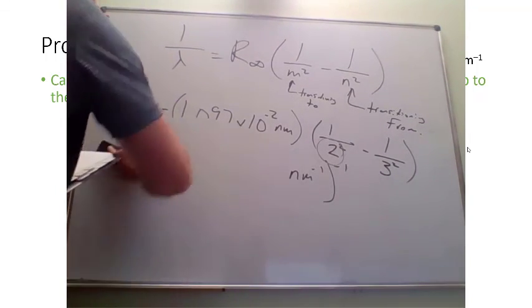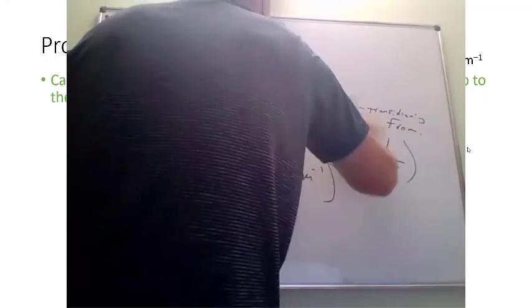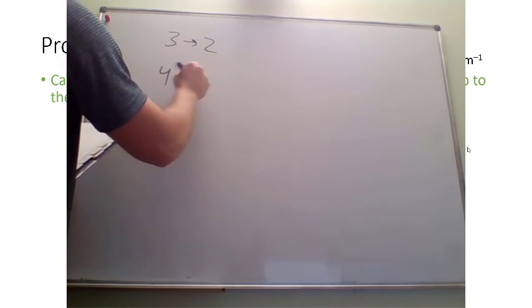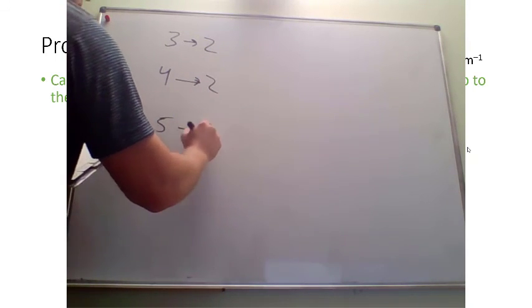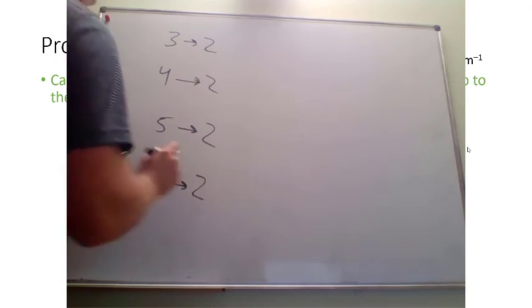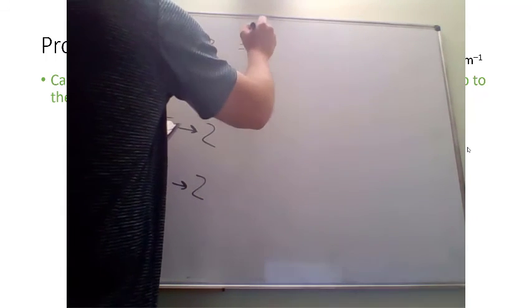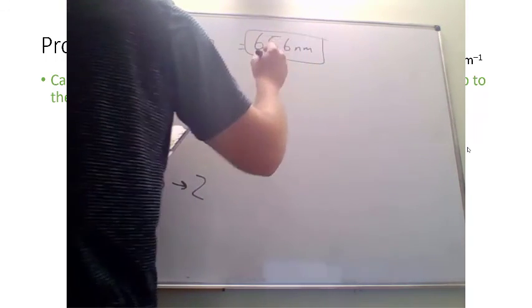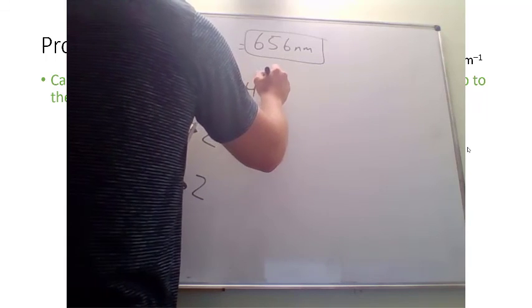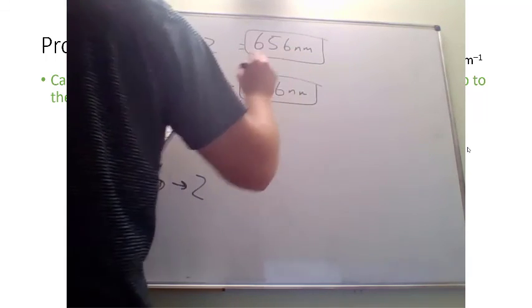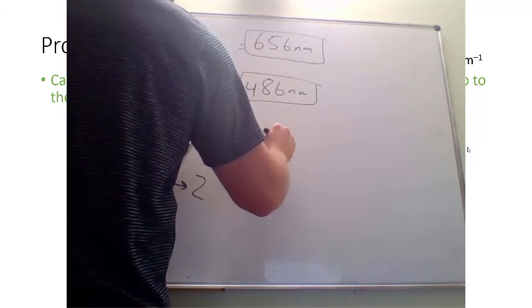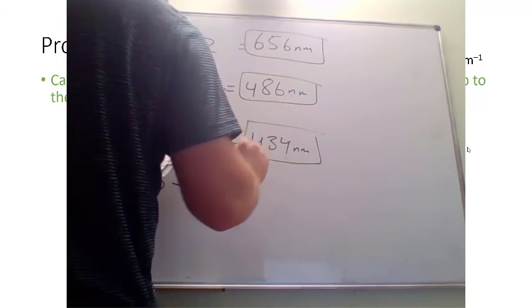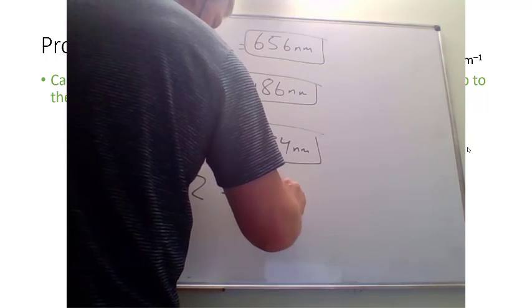And so our final answers, when you plug and chug for these Balmer-Rydberg equations, for the transitions from 3 to 2, from 4 to 2, from 5 to 2, and then from 6 to 2, are going to be, as we just solved, 656 nanometers, 486 nanometers, 434 nanometers, and then 410 nanometers.